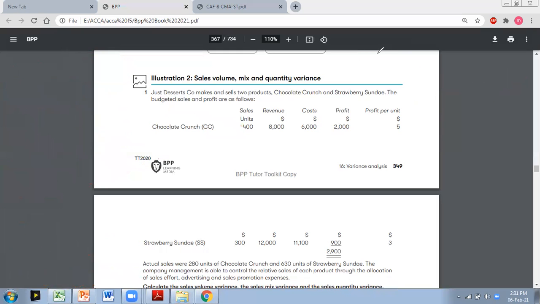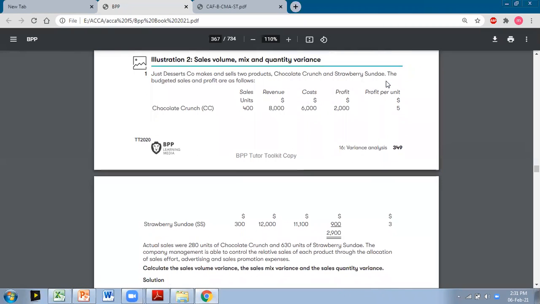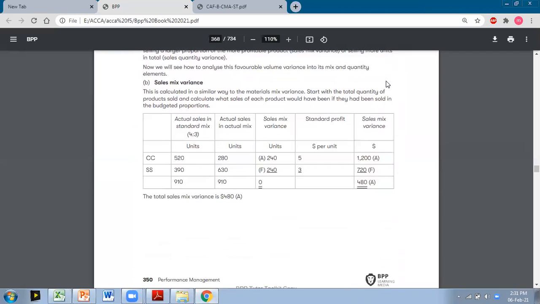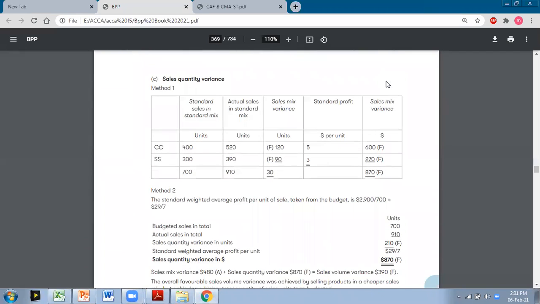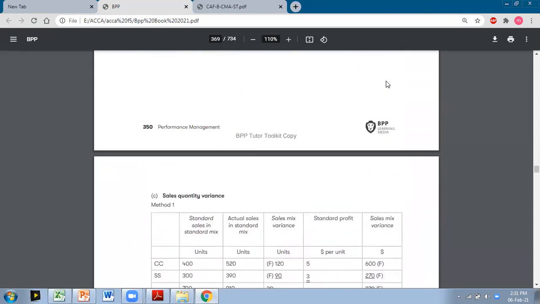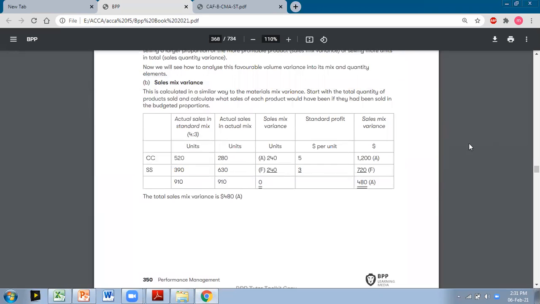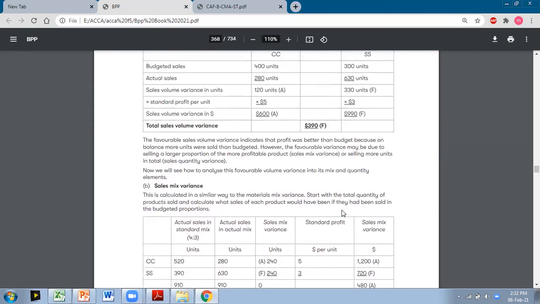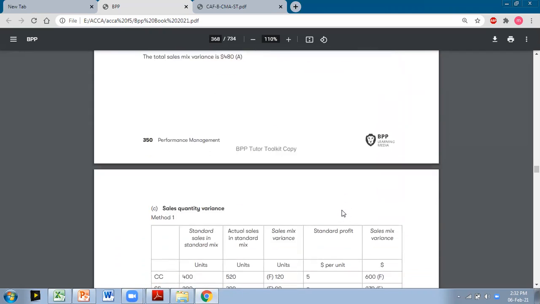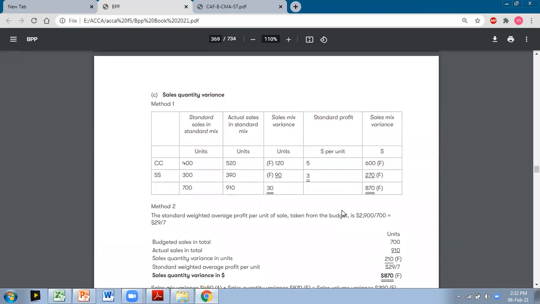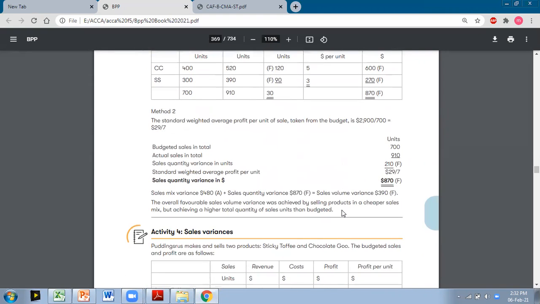Now this one was your homework. Look at here, it is 1200 and 720, 520, 280, 390, 630. It is 910. When you multiply it with the profit per unit, you get 720. And these are the answers. And then you have to do the same thing with the sales quantity variances, right? Then there is a method 2. You have to ignore the method 2. We don't have to look at any method 2.